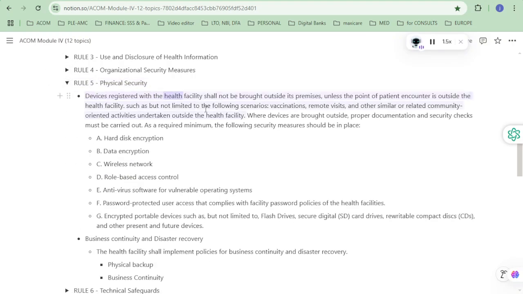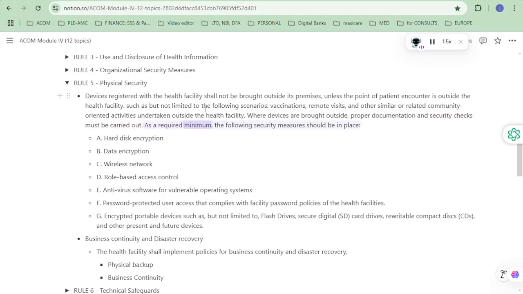Rule 5, Physical security. Devices registered with the health facility shall not be brought outside its premises, unless the point of patient encounter is outside the health facility. Such as but not limited to the following scenarios: vaccinations, remote visits, and other similar or related community-oriented activities undertaken outside the health facility. Where devices are brought outside, proper documentation and security checks must be carried out.